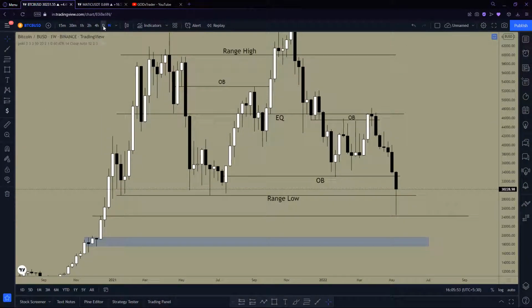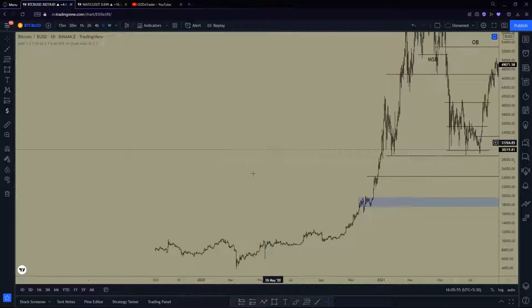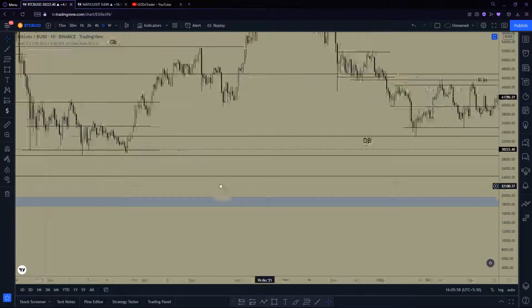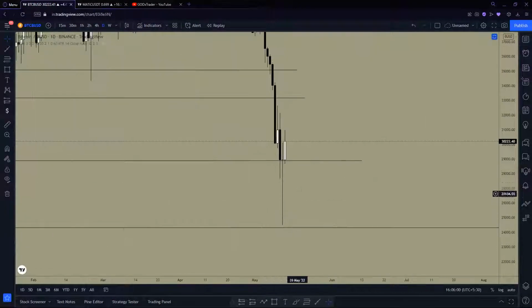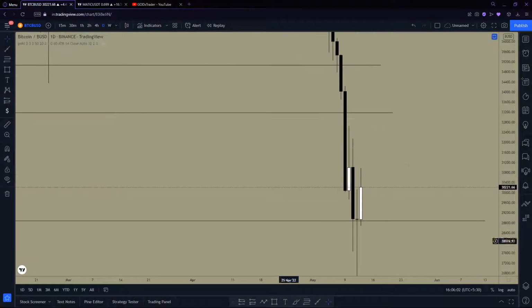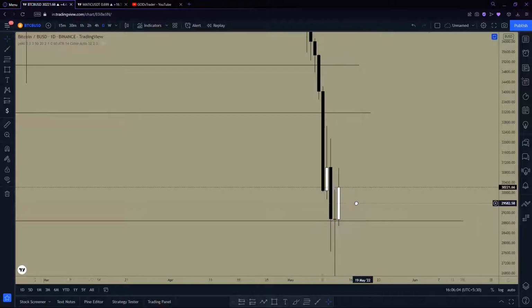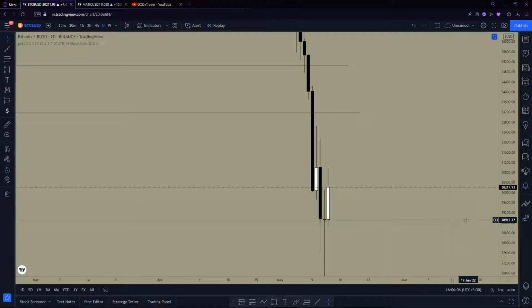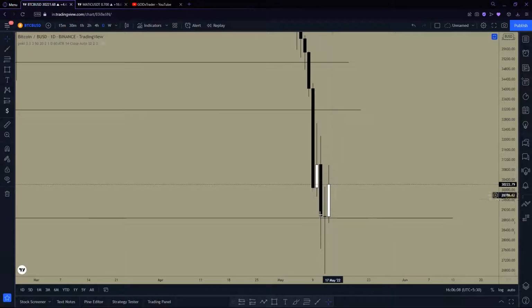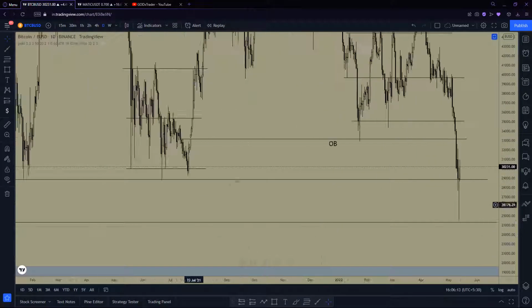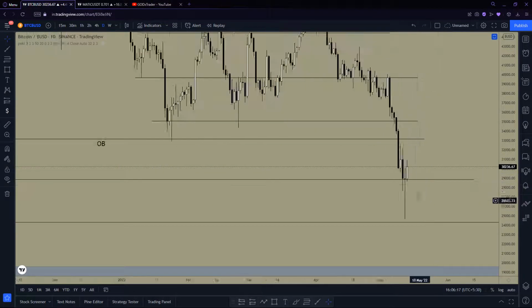On the weekly, Bitcoin reacted to this order block, right? A small order block, and then look at the bodies of the candles: the whole wick went straight up to this range low line. Look at the bodies of the candles straight up above this 28,000 range low line, right? So for the algorithm, this is a very important level. That's why you see this whole precision, right?